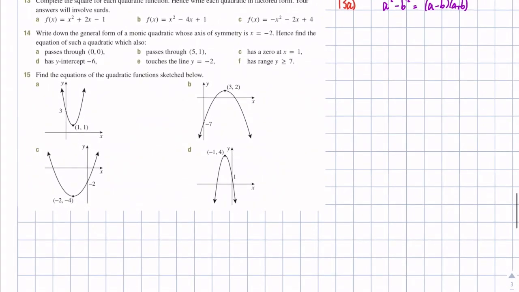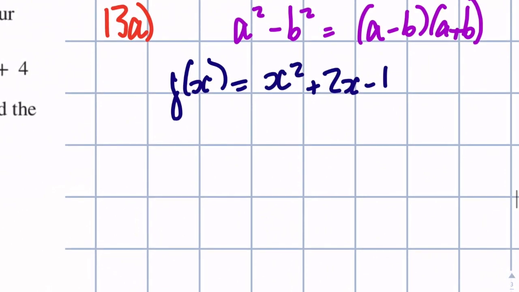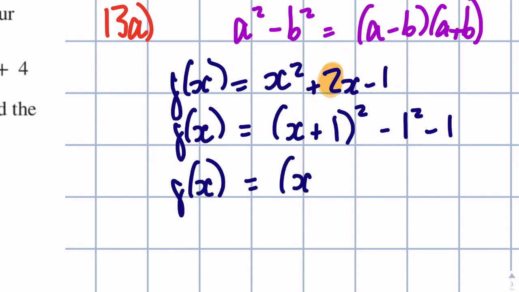So we've got f of x or y equals x squared plus 2x take 1. I'll zoom in. Sorry, this must be like watching a handheld video or something. As usual, I have this one, f of x equals x plus 1 all squared, take that 1 squared, take 1 at the end. F of x equals, that's x plus 1 squared, take 2.